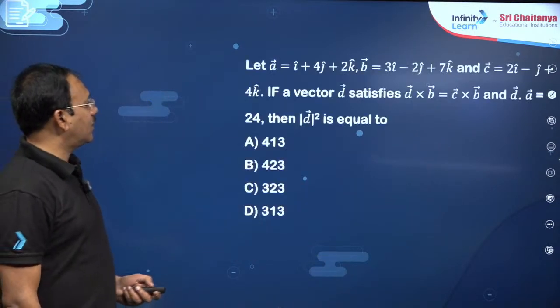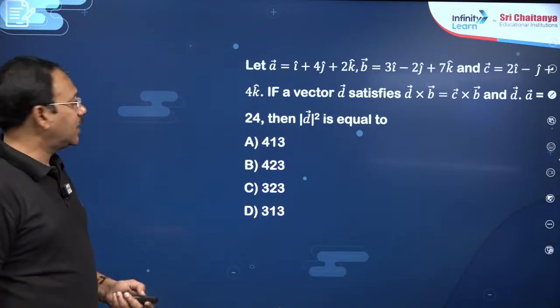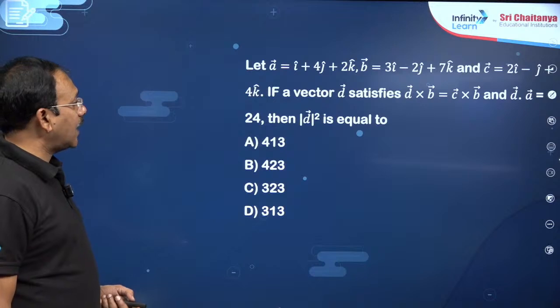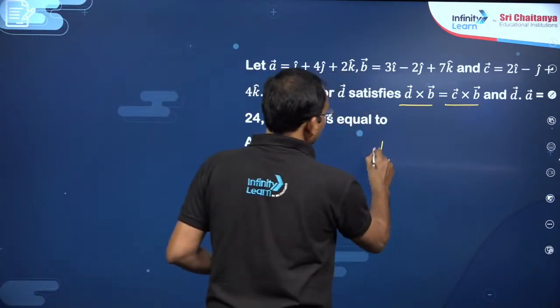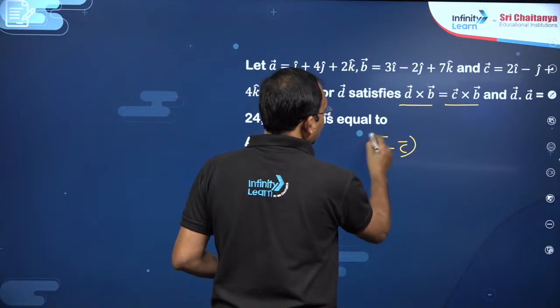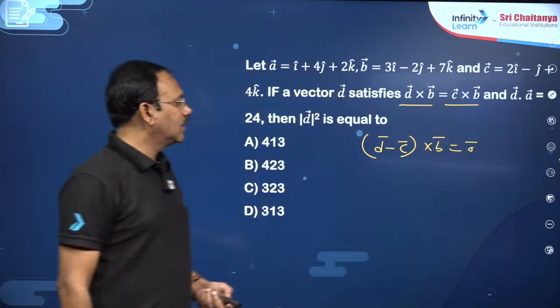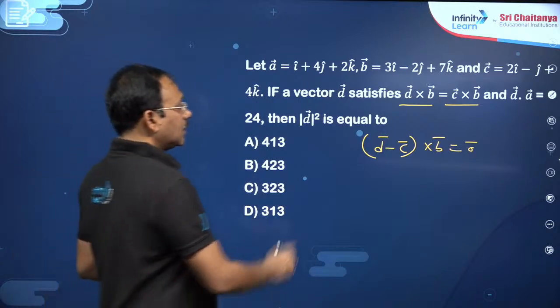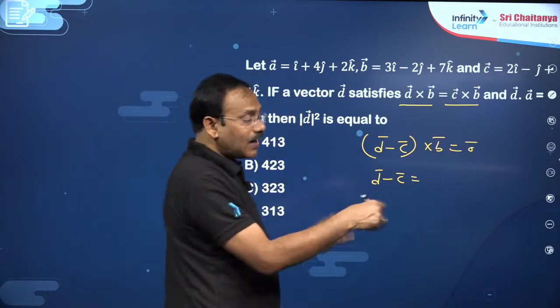The next, my dear friends, you see this question. A bar, B bar, C bar are given. A vector D bar satisfies, you see, D cross B is equal to C cross B. Can I write D bar minus C bar cross B bar is equal to 0 bar? Yes, I brought the term this side. This means D bar minus C bar is parallel to B bar.